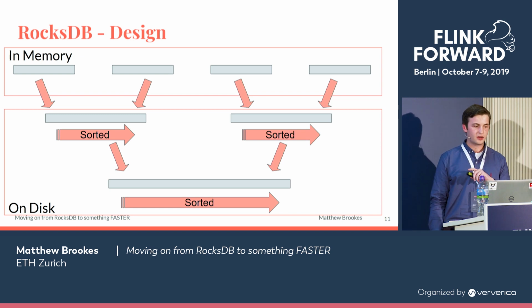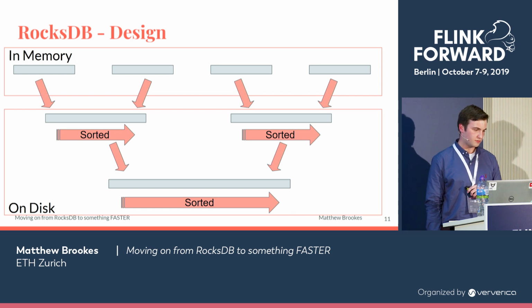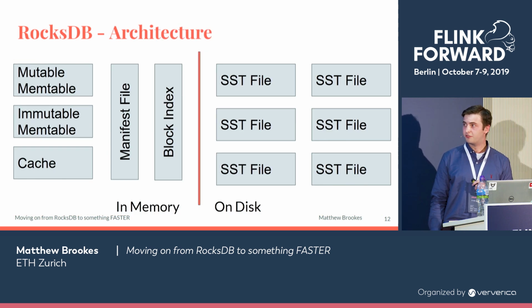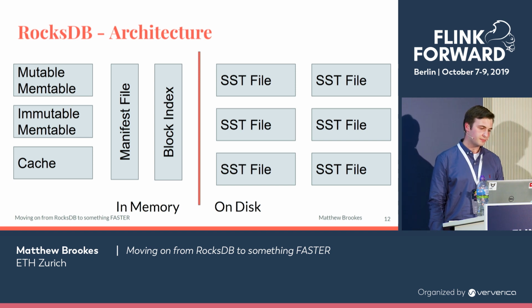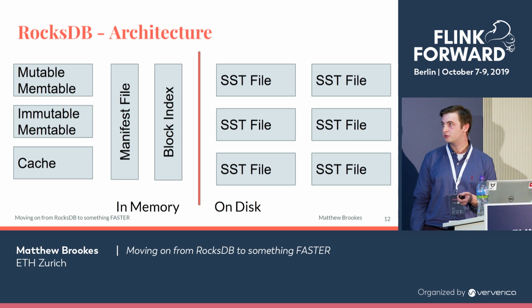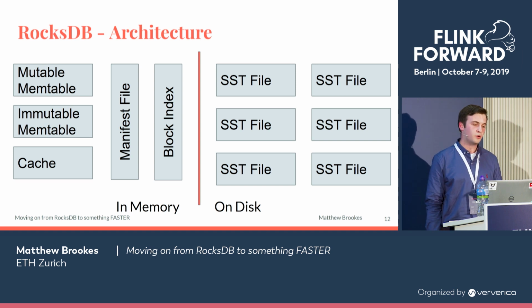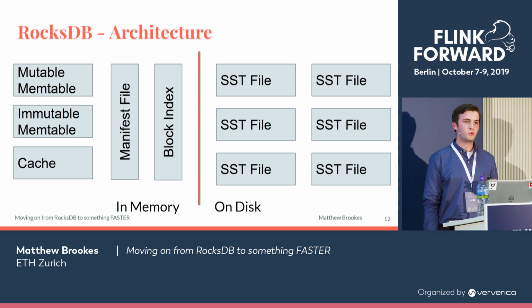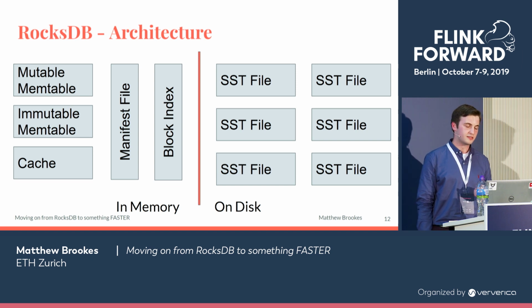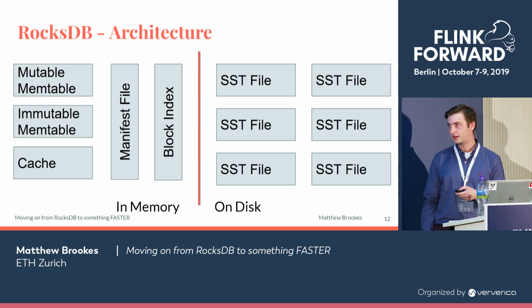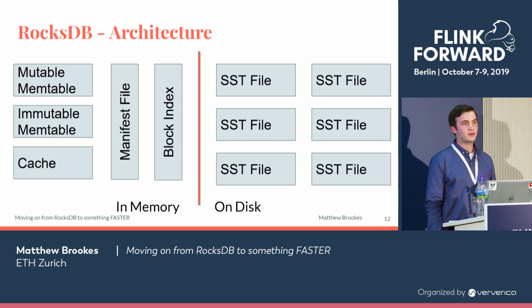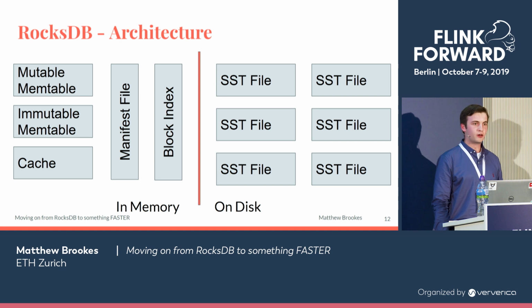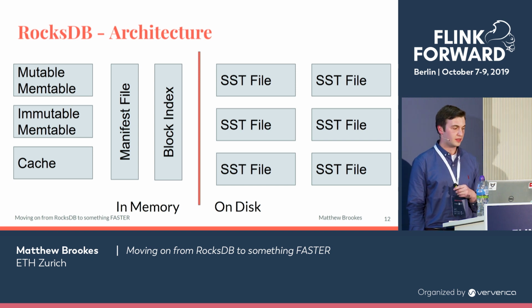But I hope this has given a rough intuition for the design of RocksDB. If we look at its full architecture now, the simplest thing is on disk. We have these SST files where we're storing these lower levels of the LSM tree. And then in memory, we have both our mutable and immutable mem tables. Remember, the mutable one is the one we're currently writing to, and the immutable one is the one which we've closed, but we're just waiting to be able to compact and flush to disk. We then have a block cache for when we're accessing blocks out of our SST files. We have a manifest file, which is storing metadata about our blocks. And we have a block index to be able to easily find blocks within SST files.